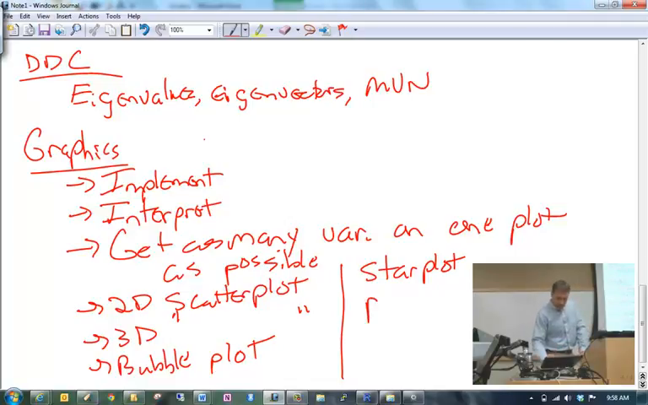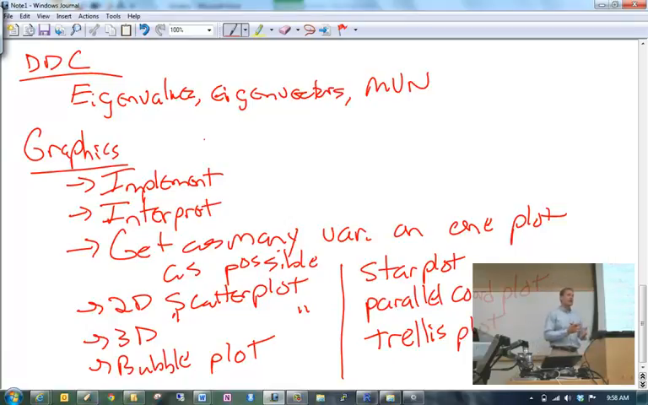We also talked about parallel coordinates plots. Again, how do we get lots of variables on the plot? Make sure you understand that. And also a trellis plot. This is where we use conditioning on variable values to help us look at multivariable data.